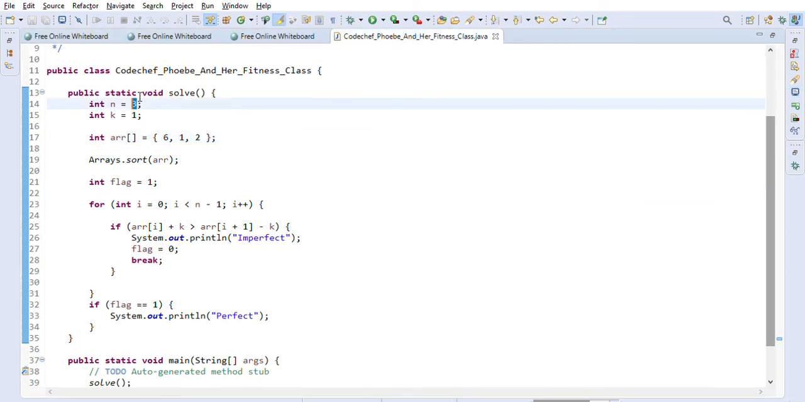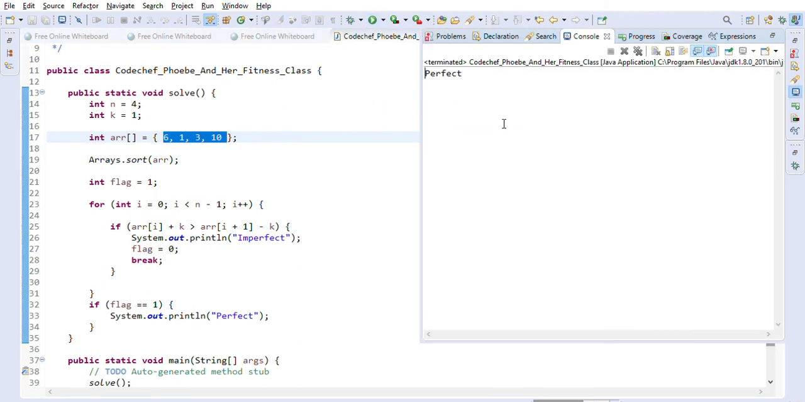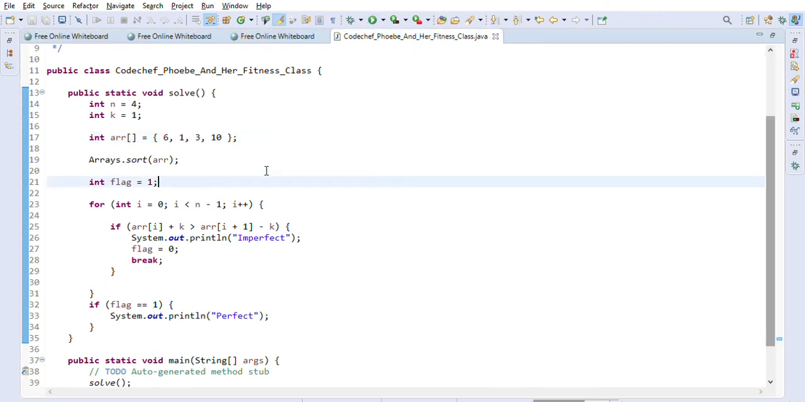So we can check with some more examples. So this is, let's say, 1, then 3, and then 10, right? So there are 4 people standing here. So this is, as you can see, an example of perfect exercise, because there will not be any overlapping. So we are getting perfect, which is correct.